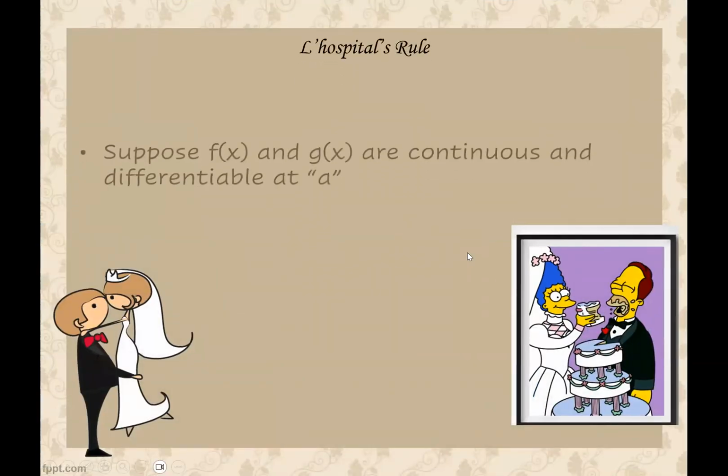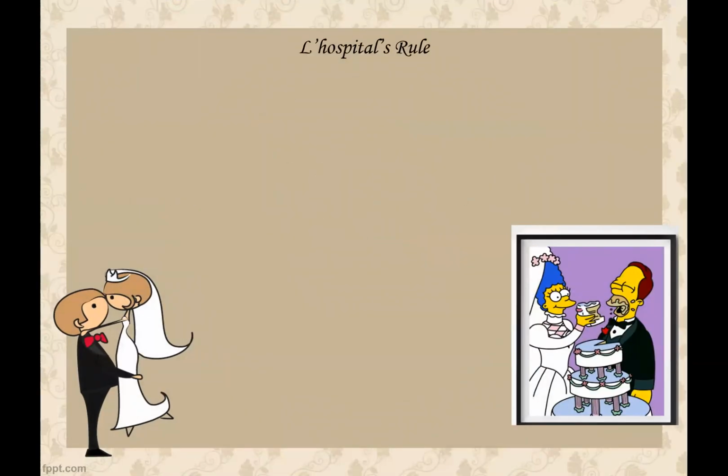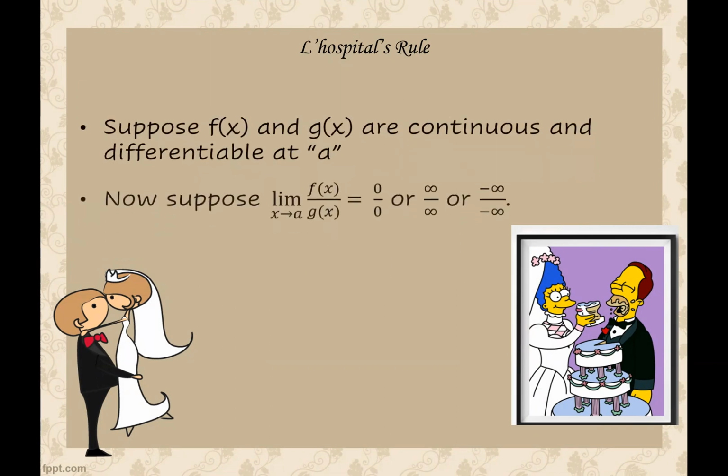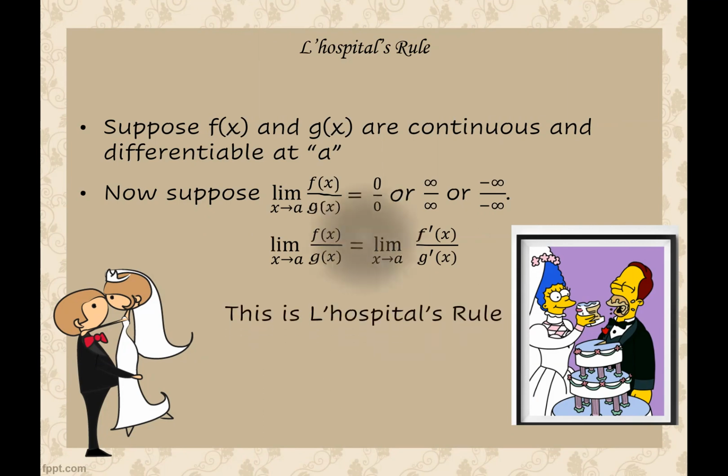All right, so what is L'Hopital's rule? Suppose f of x and g of x are continuous and differentiable at a. Now suppose the limit as x approaches a of f of x over g of x goes to 0 over 0, or infinity over infinity, or negative infinity over negative infinity. Then we can use L'Hopital's rule. We take the derivative of the numerator and the derivative of the denominator, and then we take the limit. Now, keep in mind, this is not the quotient rule. Do not use the quotient rule. It's L'Hopital's rule.